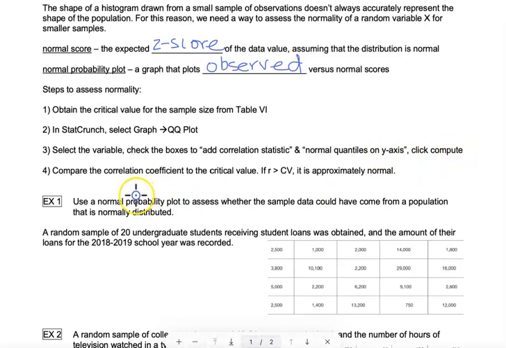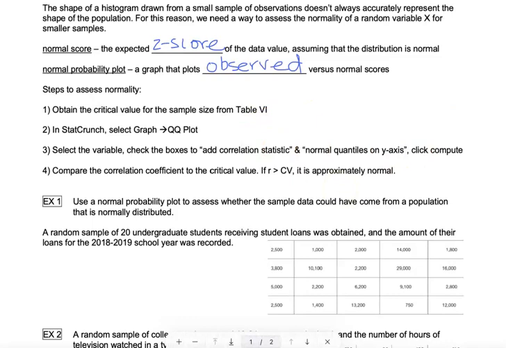This is going to give us the value of the correlation coefficient. So we've already talked about correlation coefficients when we talked about determining whether linear models were appropriate or not. So that's our R. Remember, R is the variable we use to represent the correlation coefficient. If the R that we receive from StatCrunch here is greater than the critical value, then we can say that the distribution is approximately normal.